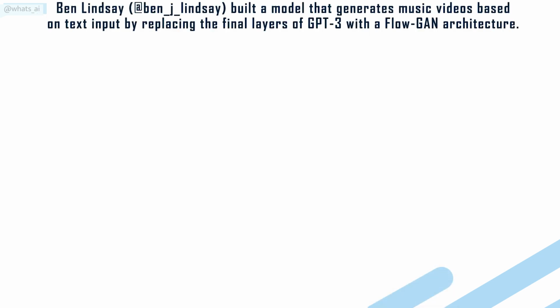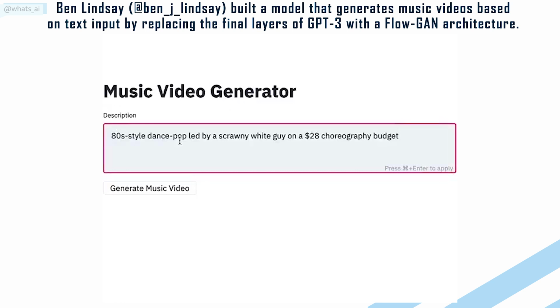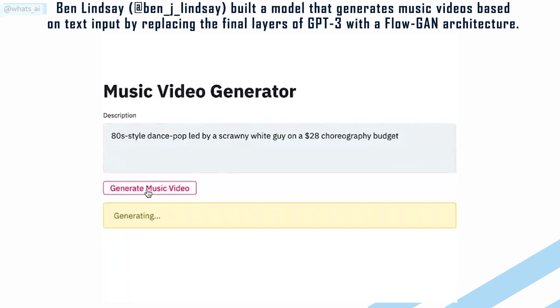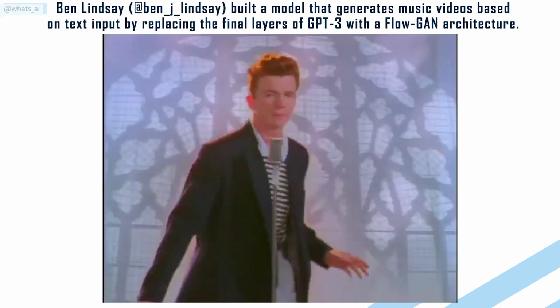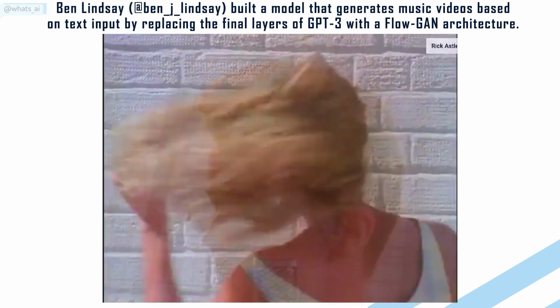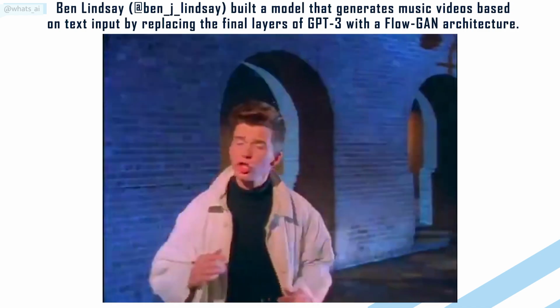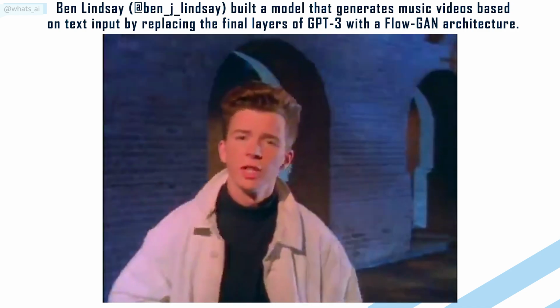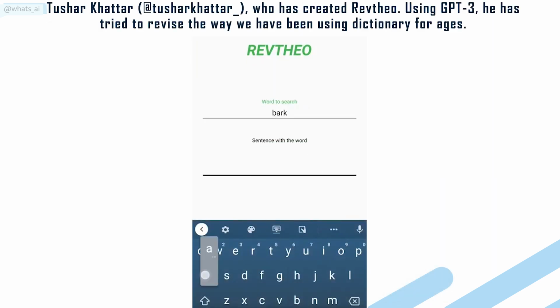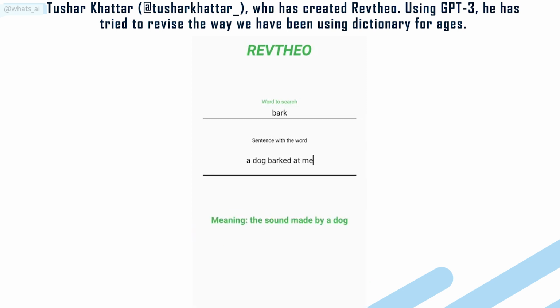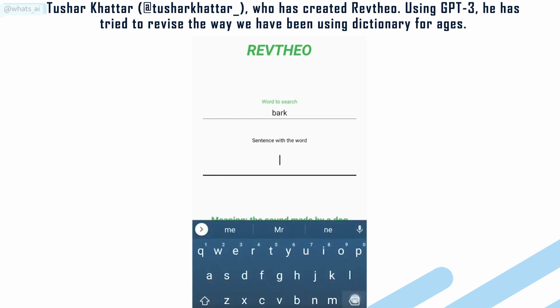If you think the GPT demos with just text are impressive, check this out. Ben Lindsay built a model that generates music videos based on input text by replacing the final layers of the GPT-3 with a FlowGAN architecture. One last great example was made by Tushar, who has created RevTheo. Using GPT-3, he has tried to revise the way we have been using dictionaries for ages.